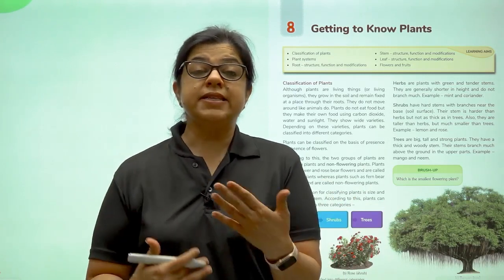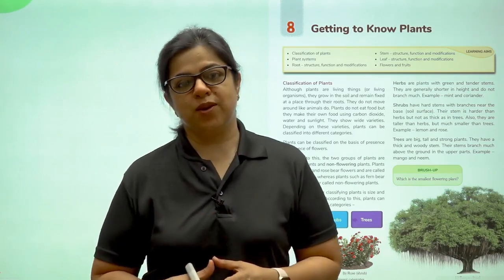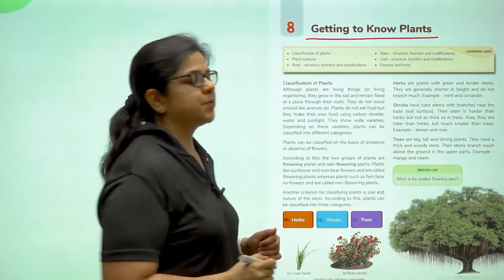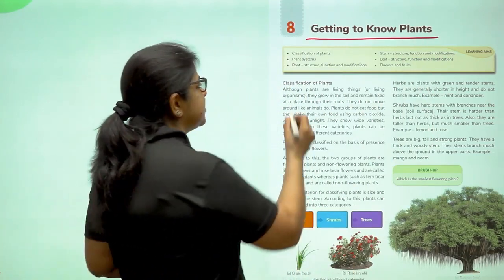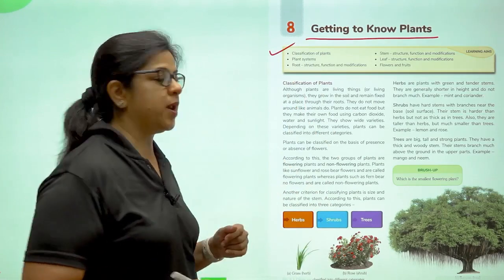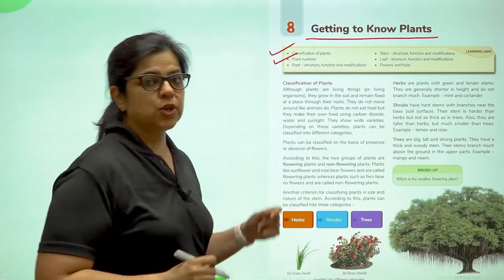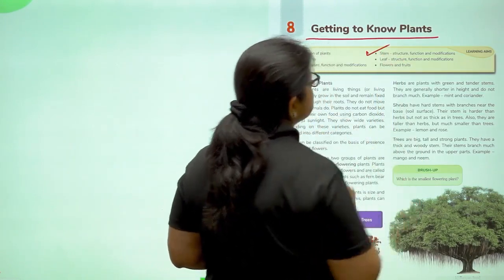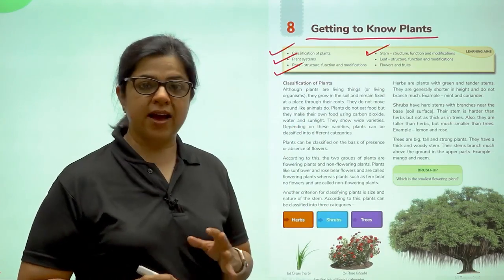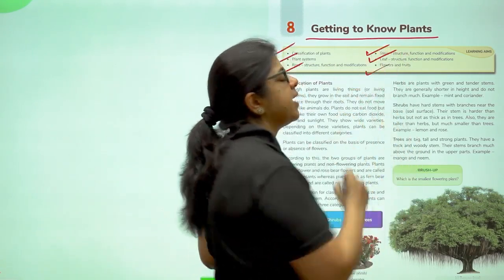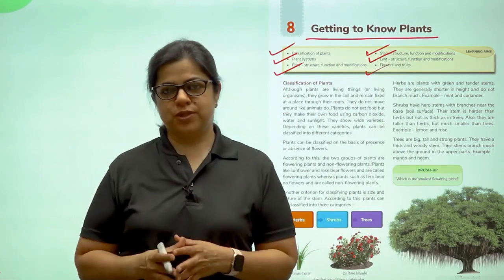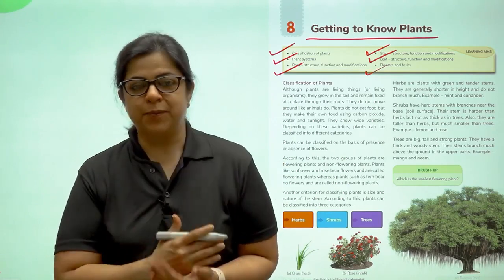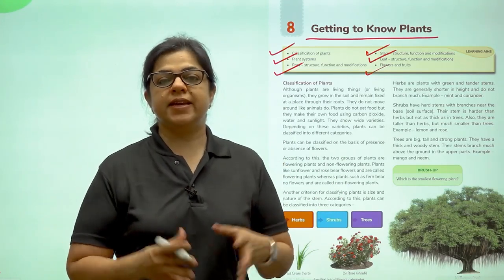Now, what goes on inside the plants is what we are going to understand in chapter number 8, Getting to Know Plants. We are going to understand in this chapter the classification of plants, plant systems, root structure, function and modifications, the structure of stem and its modification and functions, the same for leaves and the structure of flowers and fruits.